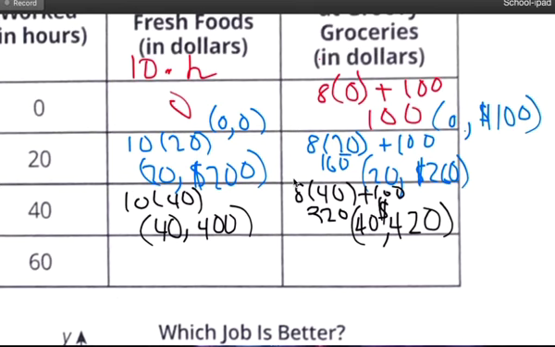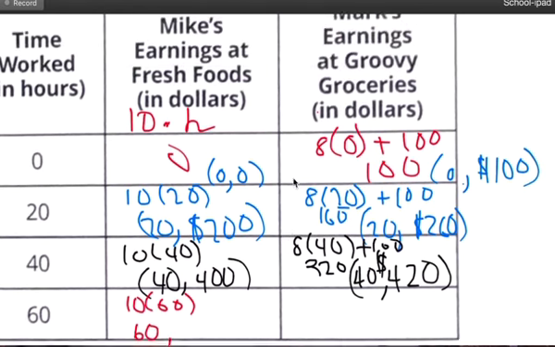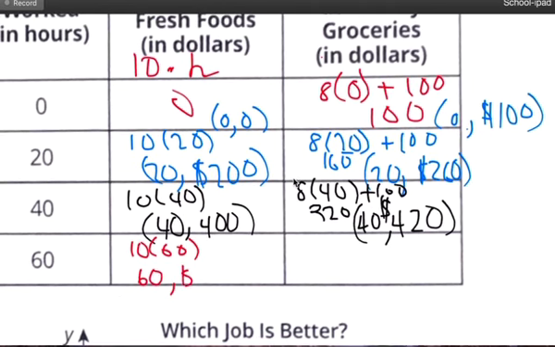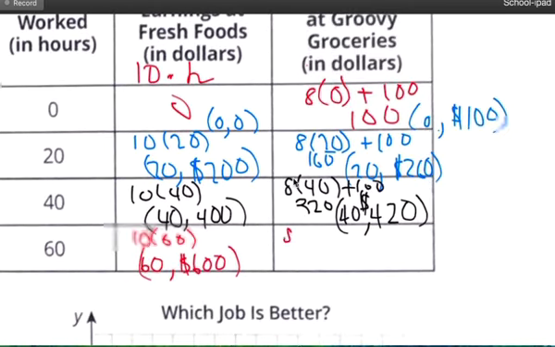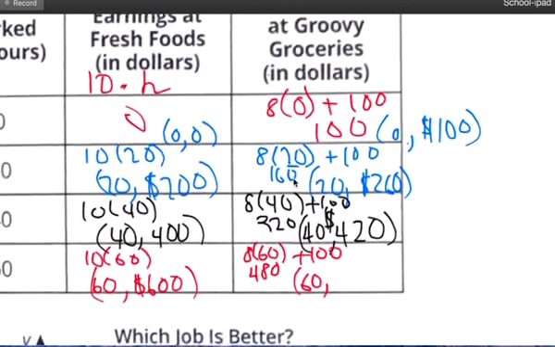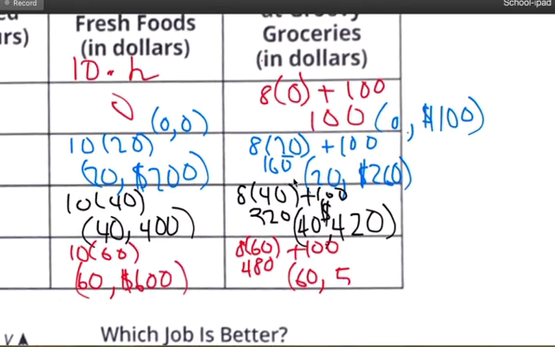Okay, and then at 60 hours, 10 times 60 is 600. So at 60, Mike makes $600, while Mark, 8 times 60 is 480 plus 100, oh, it's 580. Oh, he makes less at 60. At 60 hours, Mark makes $580.